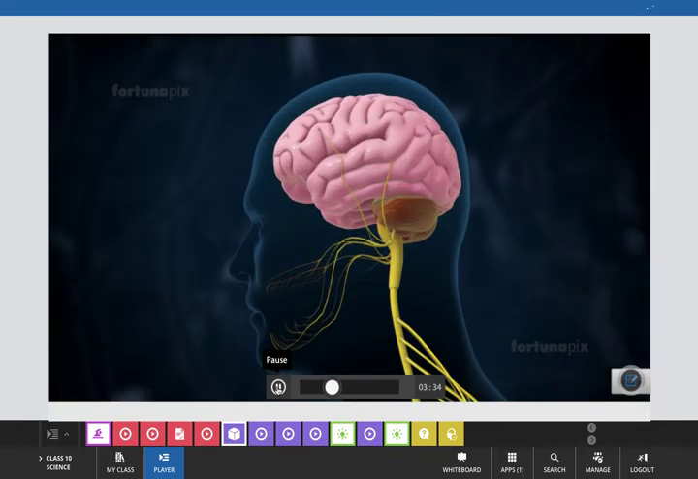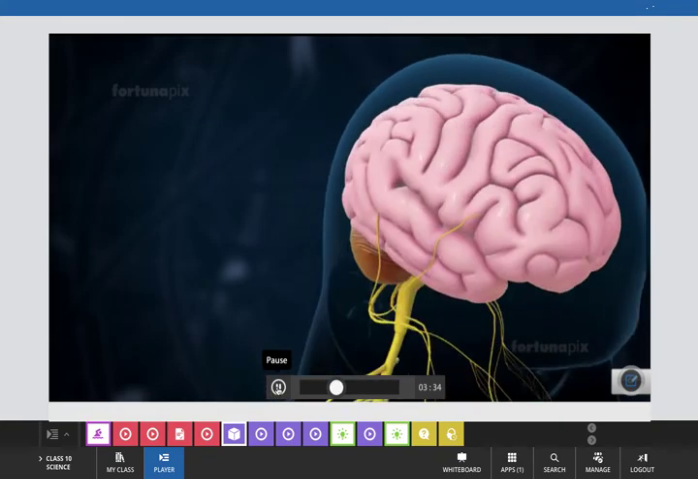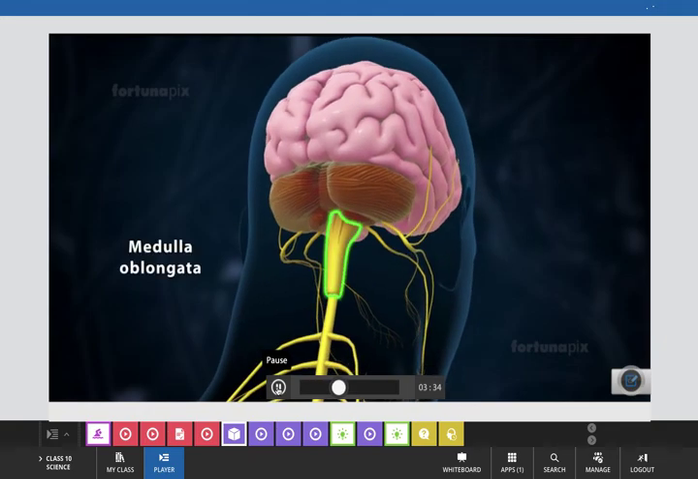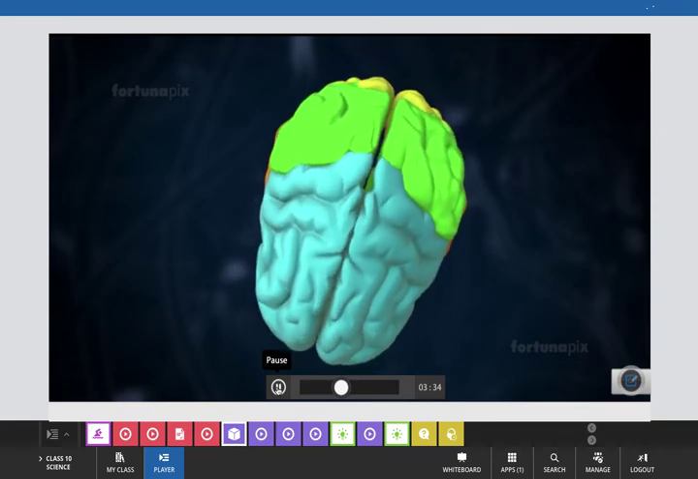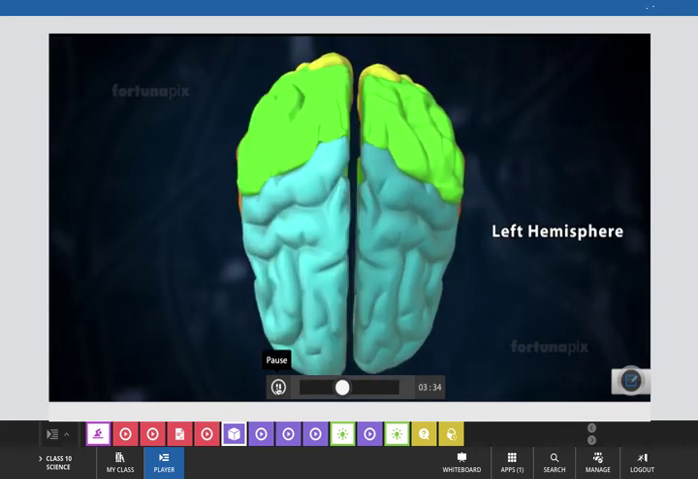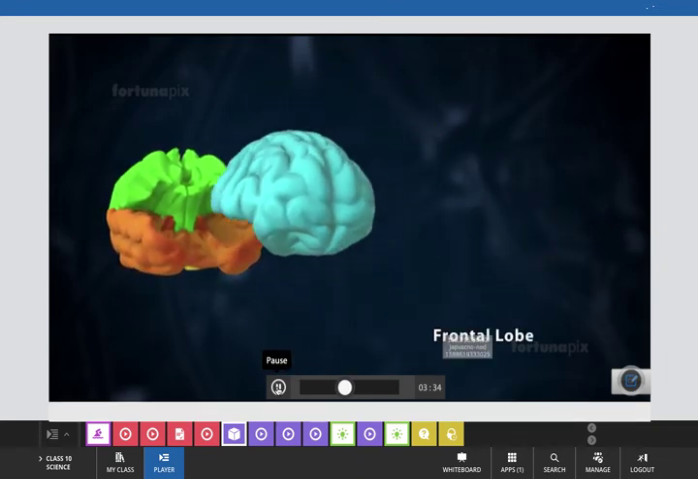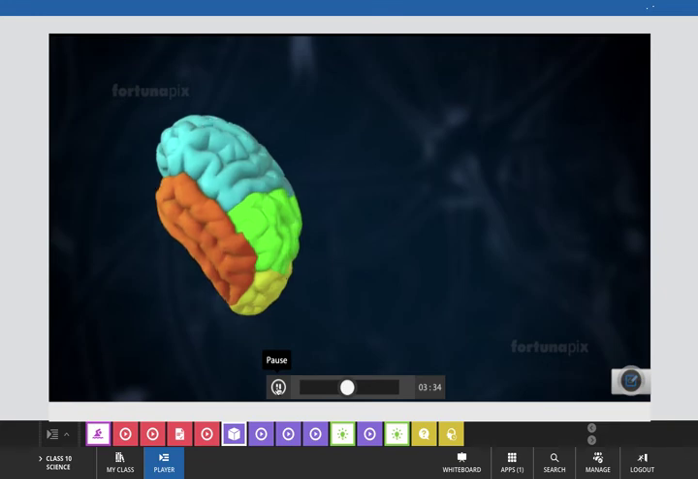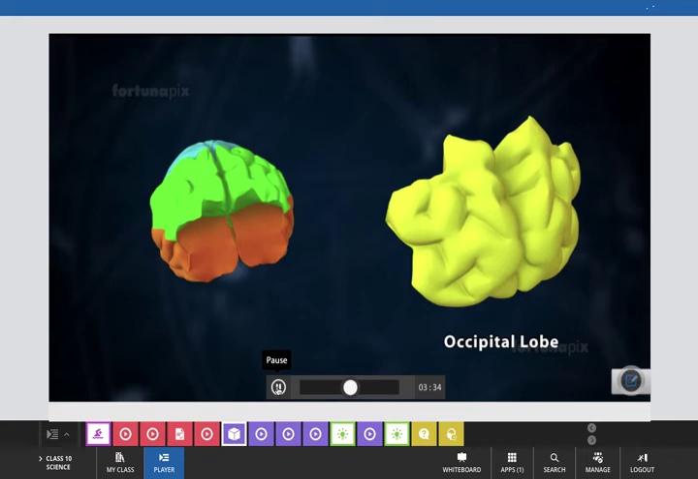The brain. The brain is located in the cranium of the skull. It is made of three parts: the cerebrum, cerebellum, and medulla oblongata. The cerebrum is the largest part of the brain and is divided into left and right hemispheres. Each is composed of a frontal, temporal, parietal, and occipital lobe.